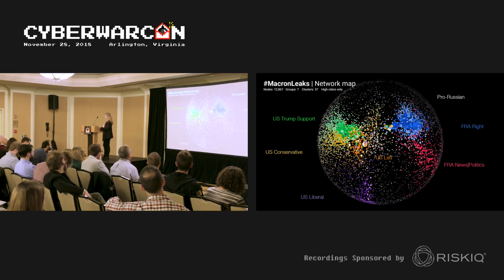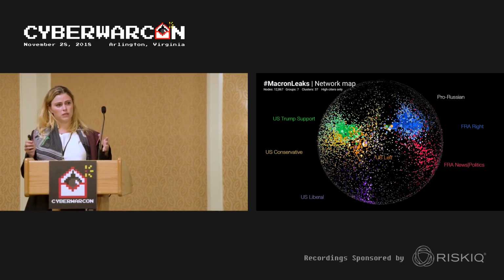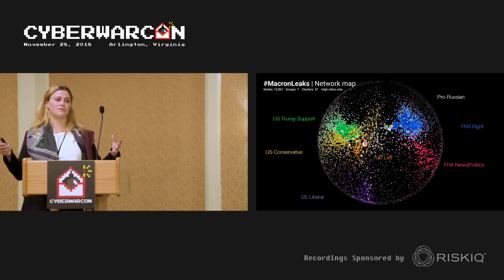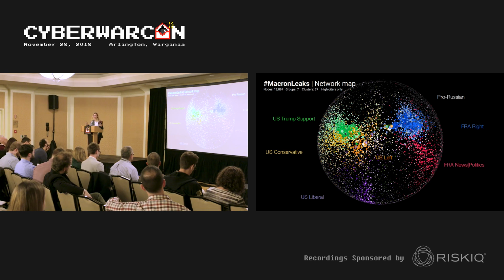The thing that's most surprising, and I think that surprised most of the people who initially looked at it, is in the early phase of the dissemination, the activity really comes from the US. And so that Trump group, US Trump support group in green, accounts for 53% of the activity in the first phase of the dissemination of those leaks. It is also a US account who first posts the publication website.